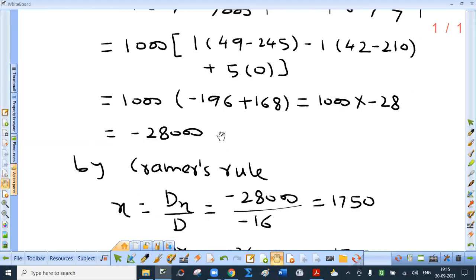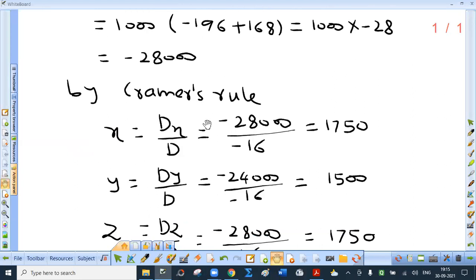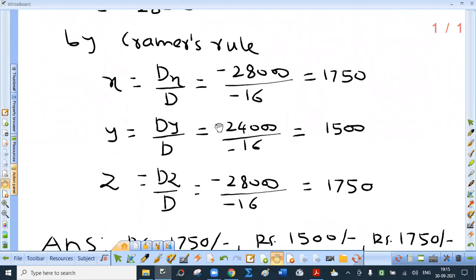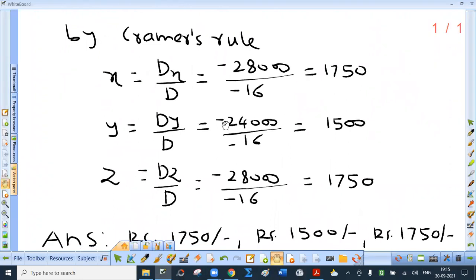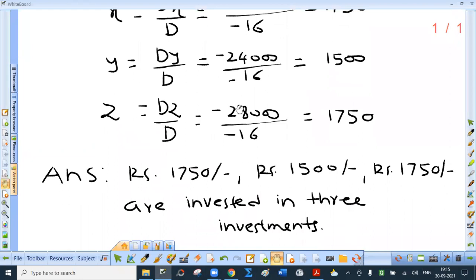So by Cramer's rule, what is x? Dx upon D, that is 1750. What is y? Dy upon D, that is 1500. Z, Dz upon D, that is 1750. So you have to write the answer as rupees 1750, rupees 1500, and rupees 1750 are to be invested in three investments respectively.